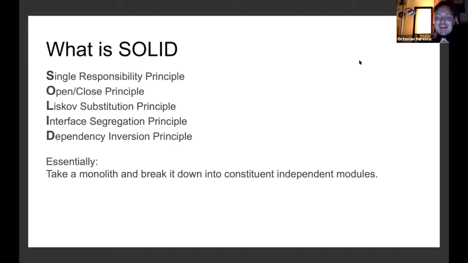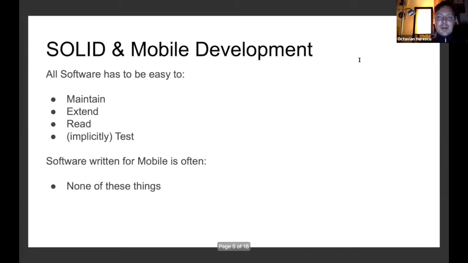Really, that's what we want to be able to do. A monolith can refer to a class or a problem or an interface or pretty much anything, and we modularize it in some way, shape, or form. These 5 principles help us to do that and help us avoid pitfalls in the process of doing that. So why is it relevant for mobile development?